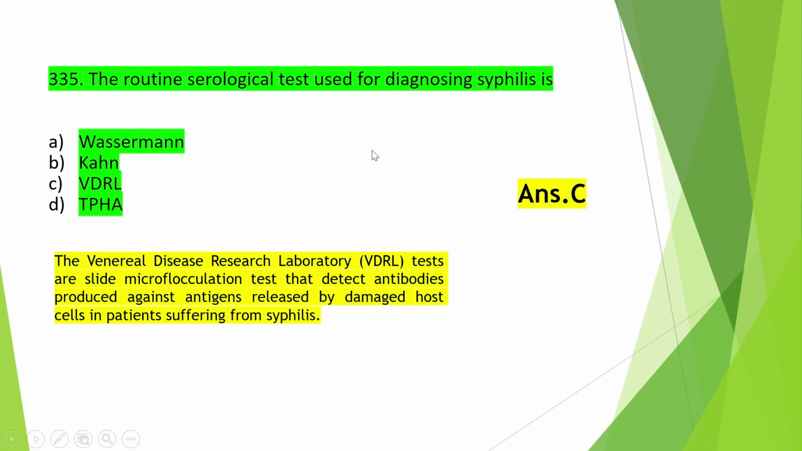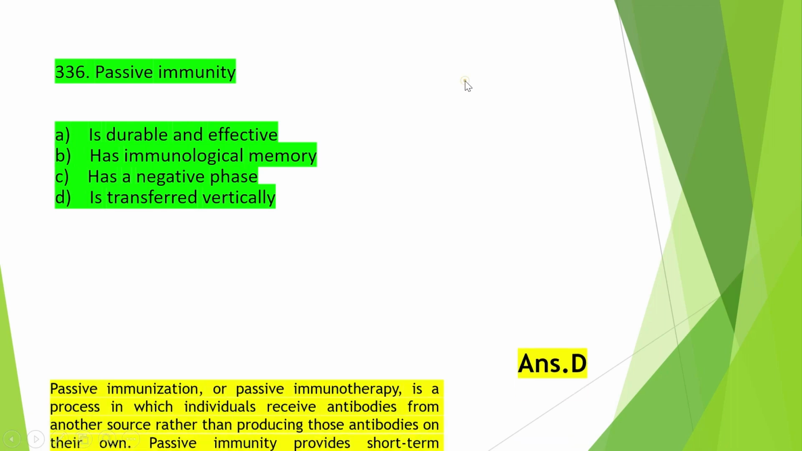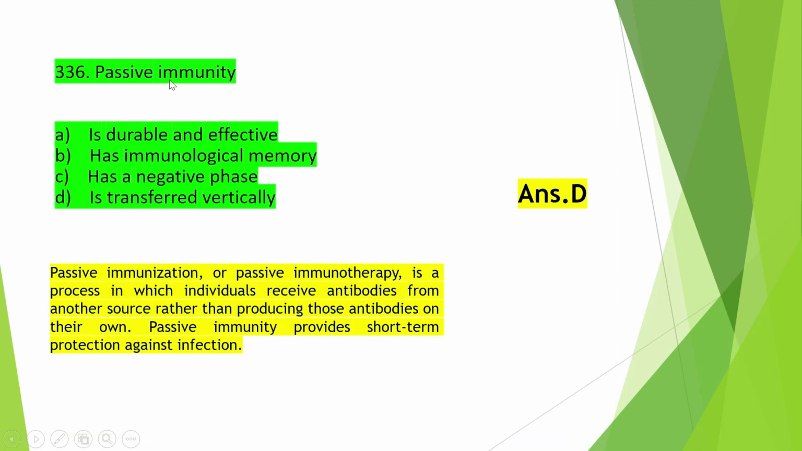Okay. So the next question is: passive immunity is durable and effective, has immunological memory, has a negative phase, or is transferred vertically, and the right answer is option D, that is passive immunity is transferred vertically. Passive immunization, or passive immunotherapy, is a process in which individuals receive antibodies from another source rather than producing those antibodies on their own. So passive immunity provides short-term protection against infection.